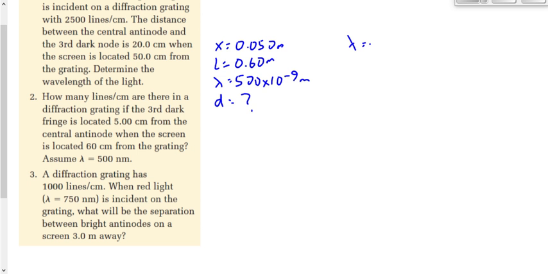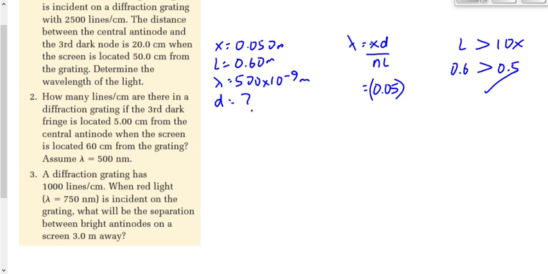Lambda is equal to xd over nL. Are we allowed to use this? Well, let's do our check. Is L greater than 10 times x? L is 0.6. 10x is, well, it's close. It works, right? L is barely greater than 10 times x, but it is.